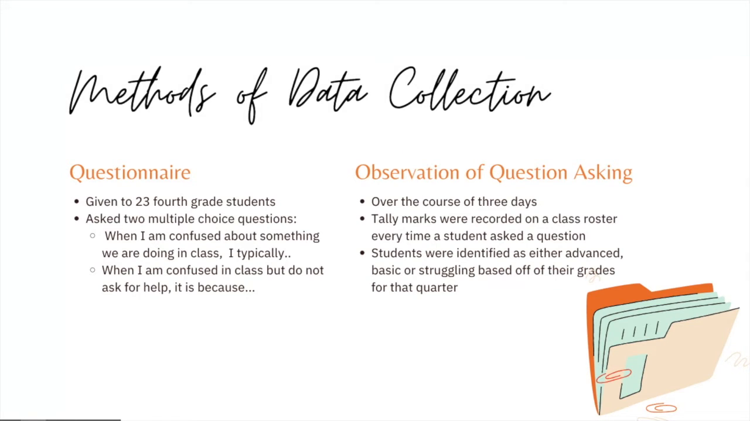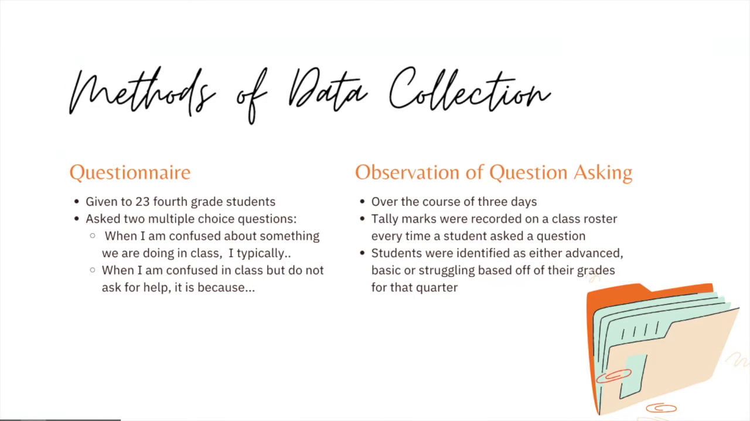The next method was observation of question asking. Over the course of 3 days, I had a class roster and I used a tally mark system to keep track of which students ask questions and how often they ask questions. Then I was able to use that information to later compare the frequency of question asking to gender and to ability level. I based ability level on the students' grades for that current quarter in that subject.